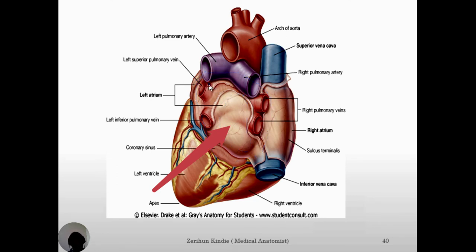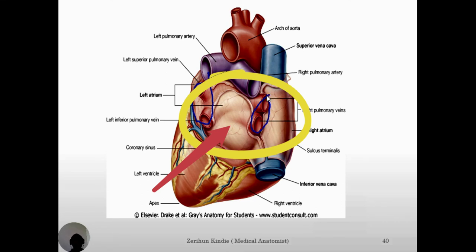And there is also the left superior pulmonary vein, left pulmonary veins and right pulmonary veins. Good. The other structures we should appreciate are the superior vena cava and inferior vena cava.